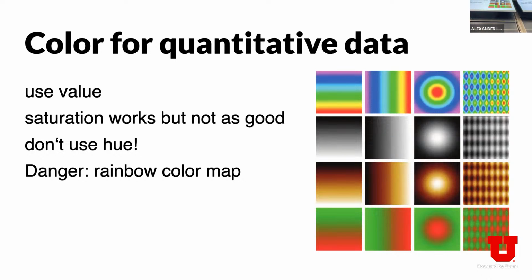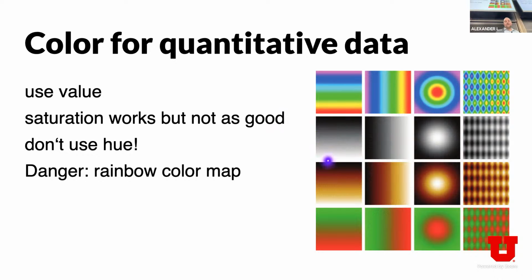And so you should generally not use color for quantitative data. There are some caveats about this that I want to talk about later. But basically, what you should use is value here instead of a hue. Saturation works, but it's typically not as good. You shouldn't use hue. Here we have some examples, and you can see it probably best with these black and white ones here.